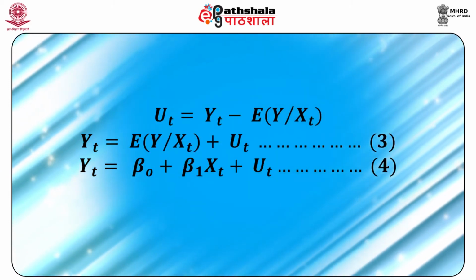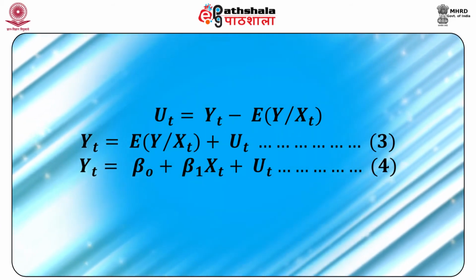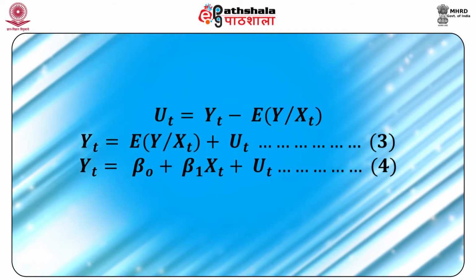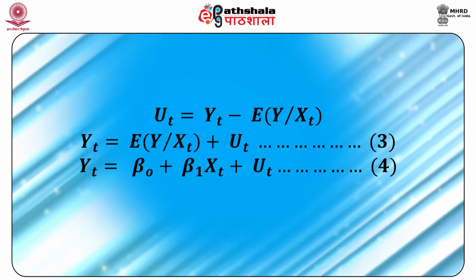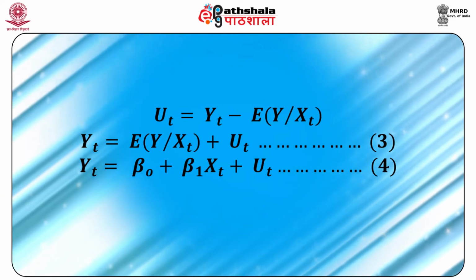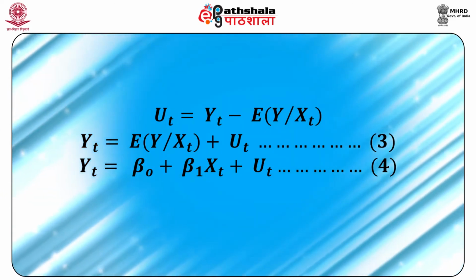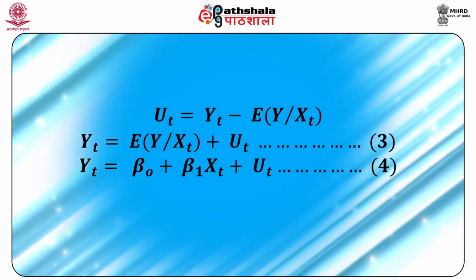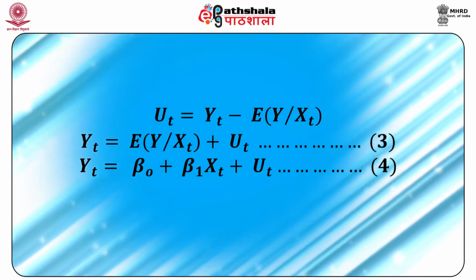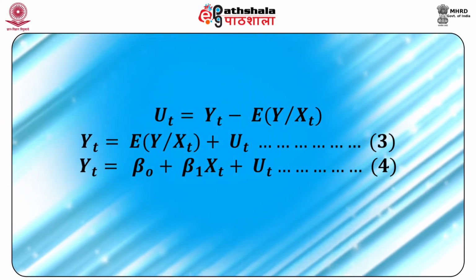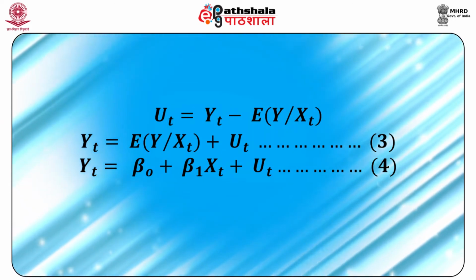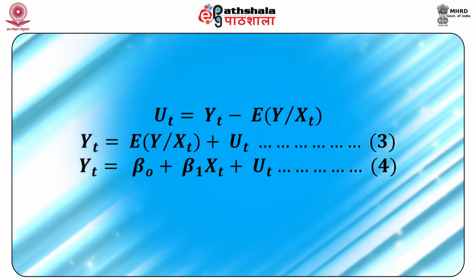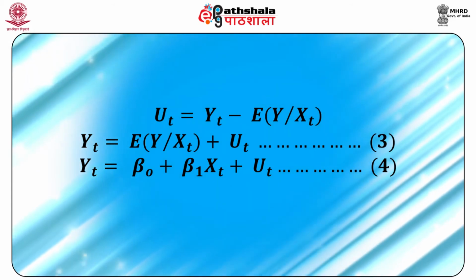and this deviation of individual yt from its expected or mean value can be expressed, and it can be seen that it could be both positive as well as negative. So we write this deviation as mu t and it is equal to yt minus expected value of y given xt. Similarly, yt is equal to expected value of y given xt plus mu t.